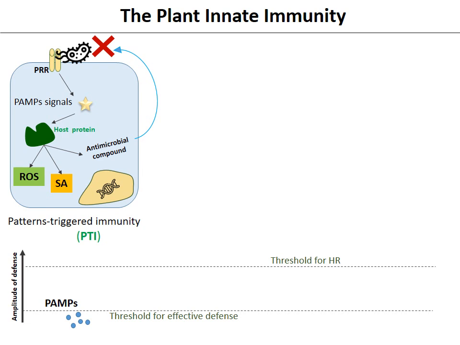After recognizing, PRR sends the signal into the cell to activate host proteins to produce some compounds like ROS, salicylic acid, or other antimicrobial compounds. These compounds will be secreted out to the apoplast to suppress the pathogen, triggering the first layer of immunity, PTI, pattern-triggered immunity. We can see the zigzag model below. In the presence of PAMPs, the level of defense is increased over the threshold for effective defense. Over this level, plants start a defense response.